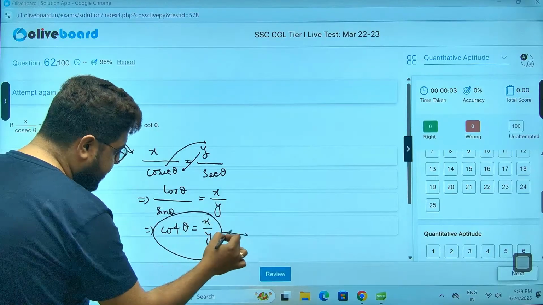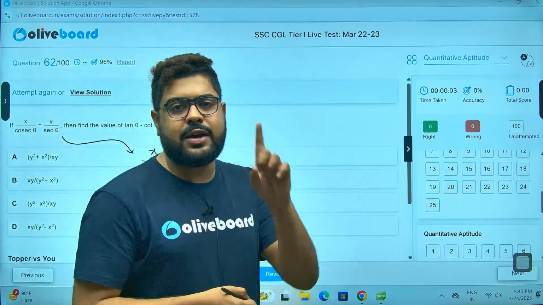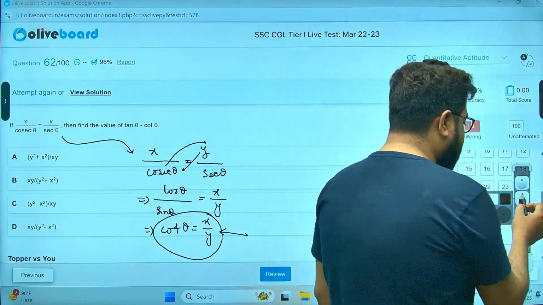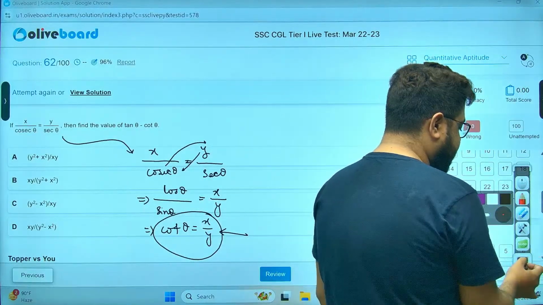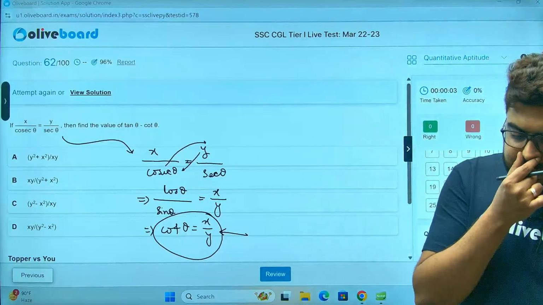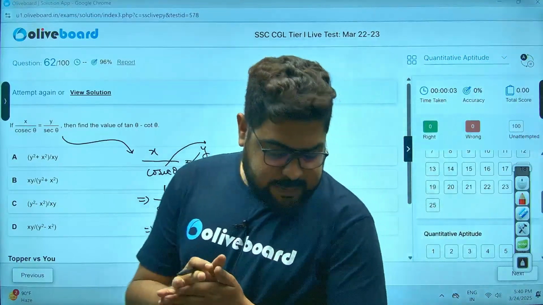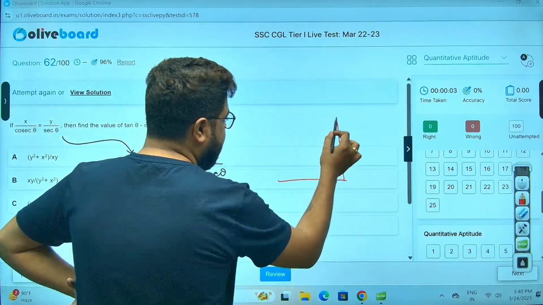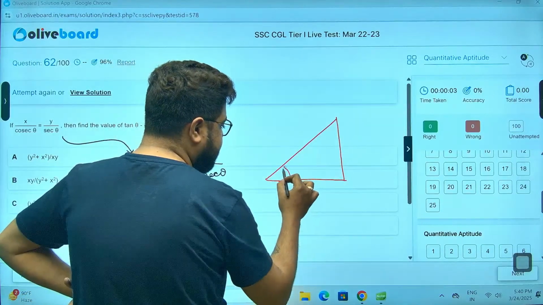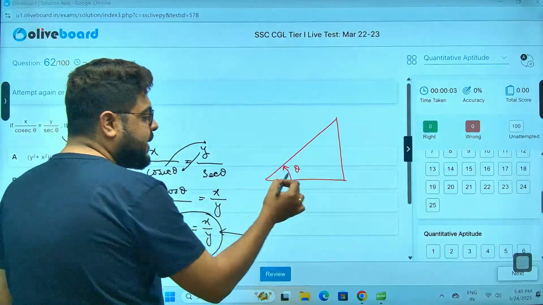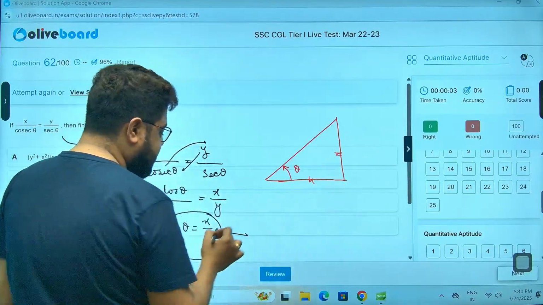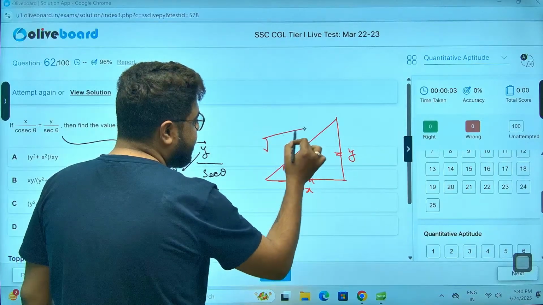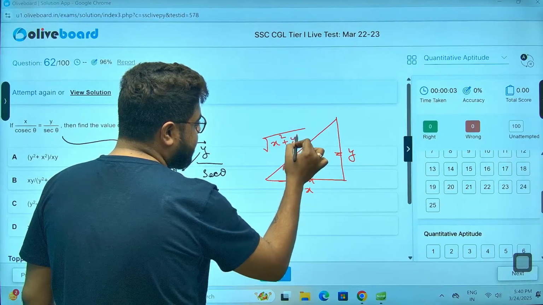Always remember, if you can figure out one of the 6 trigonometrical ratios, you can figure out the rest as well. The rest are very easy to figure out just by drawing a simple diagram. A right angle triangle, this is theta. Cot means base by height. This is x by y. So base is this, height is this, and Pythagoras has told us that this is this.